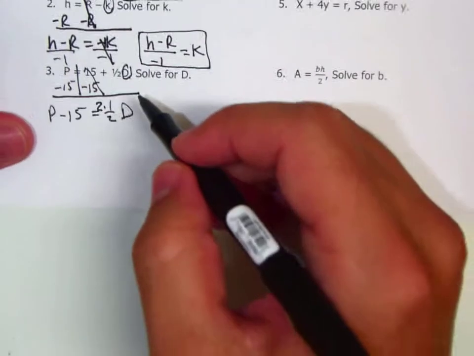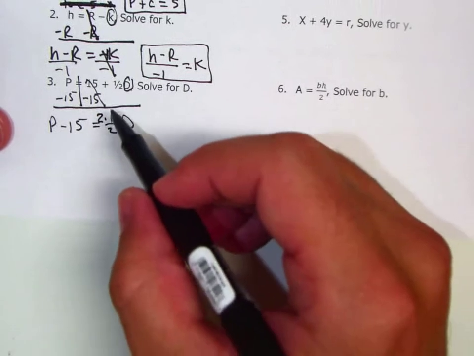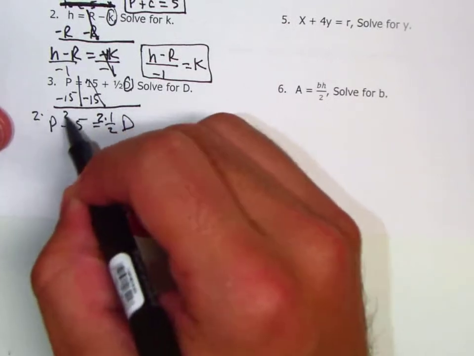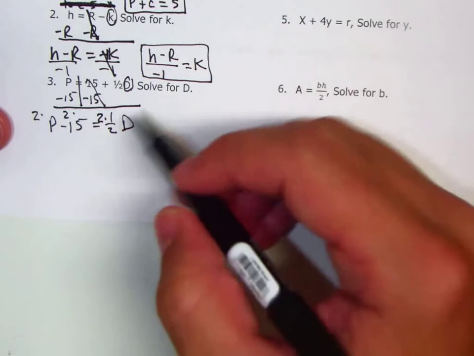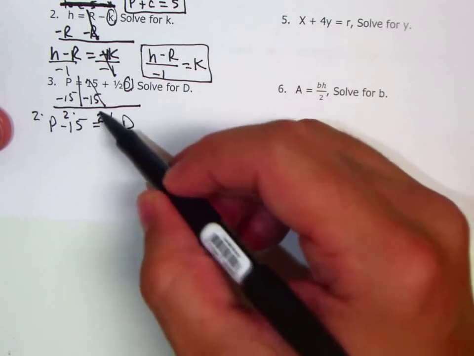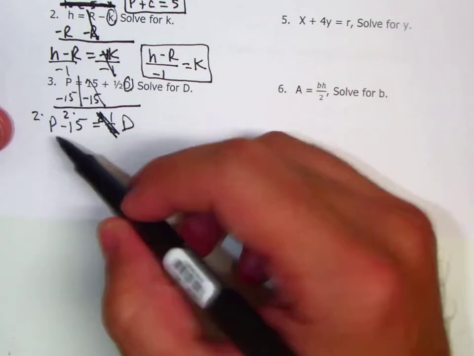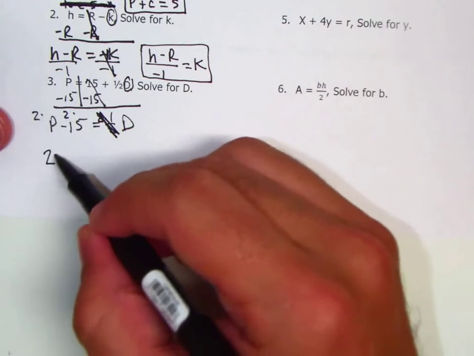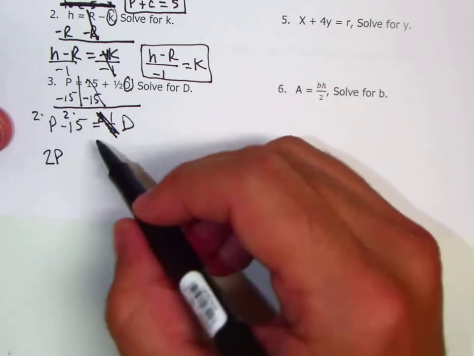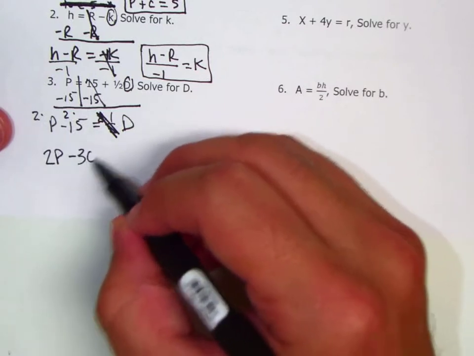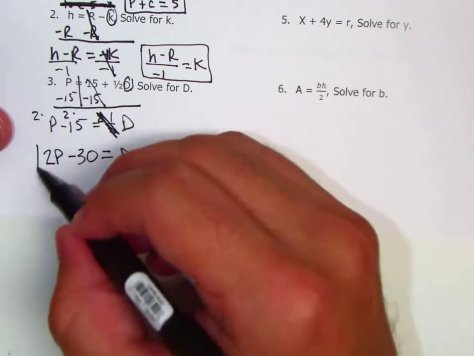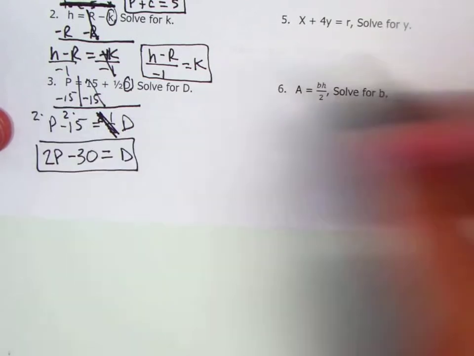Same thing applies down here. When you're multiplying to get rid of the fraction, you need to multiply everything by that too. Now on the right hand side, this simply just cancels. But on the left hand side, you have to multiply. So 2 times p is 2p. 2 times negative 15 is negative 30. On the right side, equals d. And now it's solved for d.